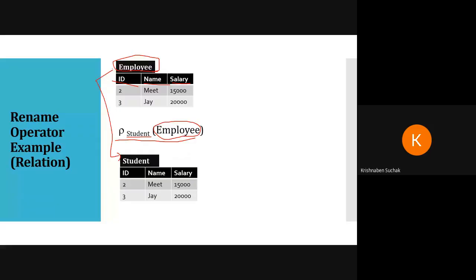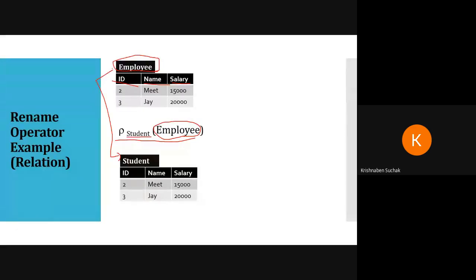Yes. Dhruv has given the correct answer. Good, Dhruv. Row, enrollment number, name, salary. That is the attribute list, and in brackets he has written employee. Very good, Dhruv. Okay, so this is the query.